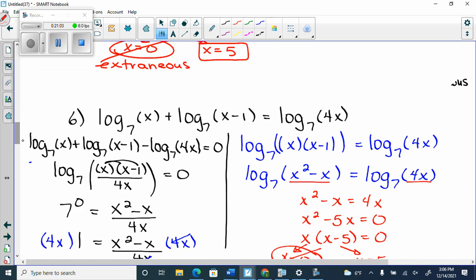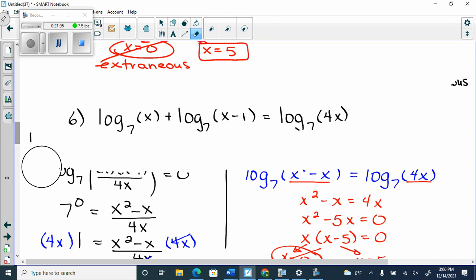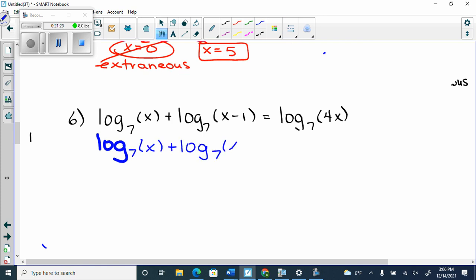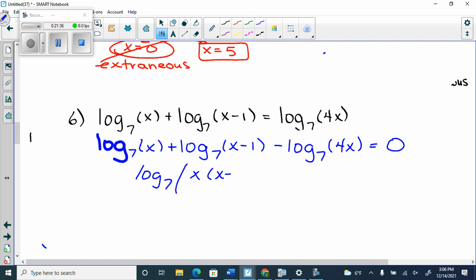Now, if you go to do the long method, because you're like, I don't like that, or you have an addiction to putting them together because I've pushed it so strongly, you're going to move the 7 over, which is, wow, that's a thick marker. Okay, log base 7 of x plus log base 7 of x minus 1 minus log base 7 of 4x equals 0, right? I can put them together. I can go log base 7, x minus 1, and then on the bottom I get 4x equals 0.